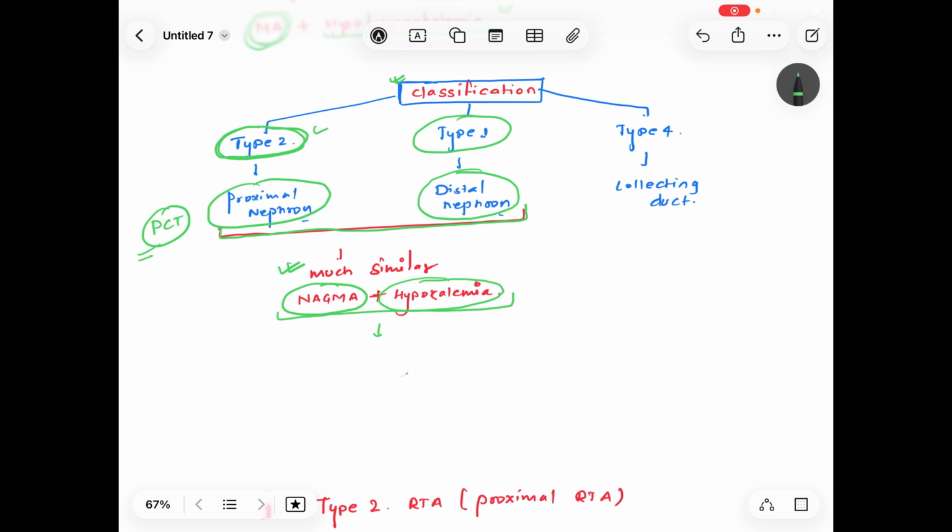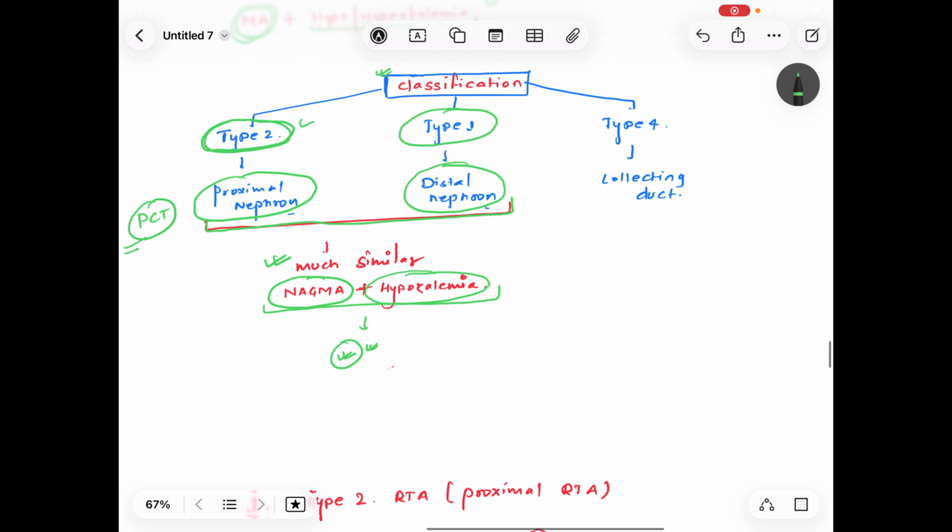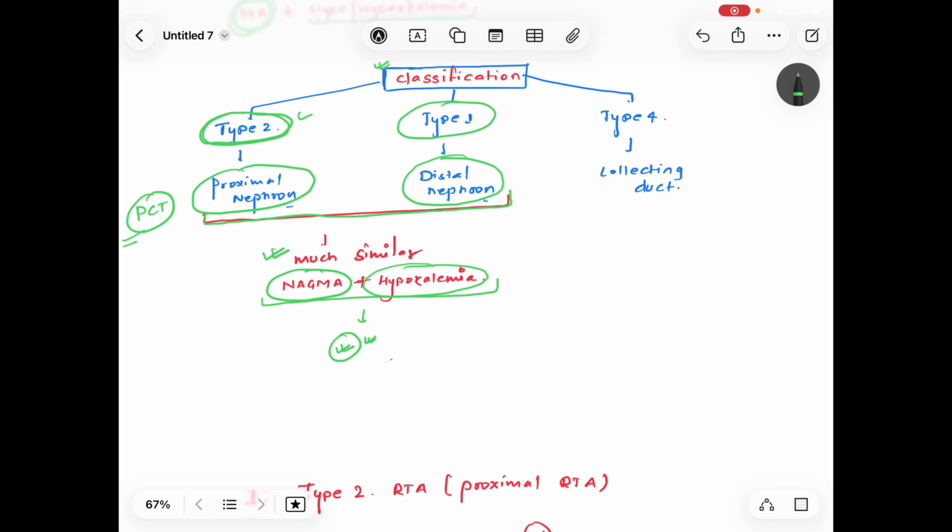So we will discuss these two topics along with. So third one is type 4 RTA. This is due to defect in collecting duct. This causes metabolic acidosis with hyperkalemia. We'll discuss this one separately.